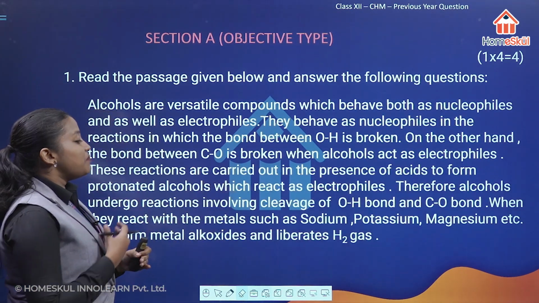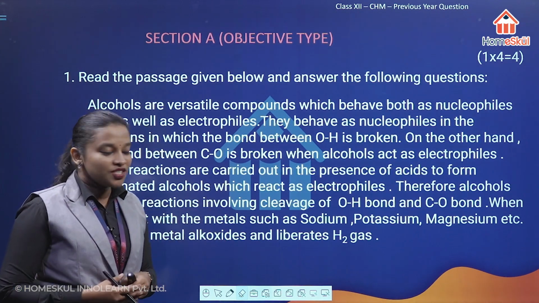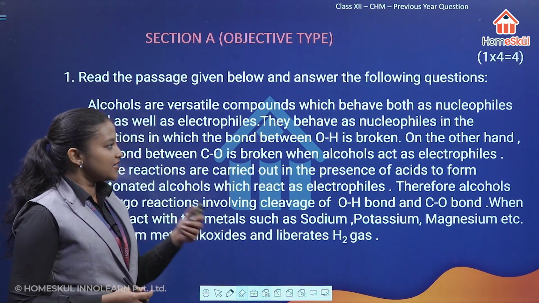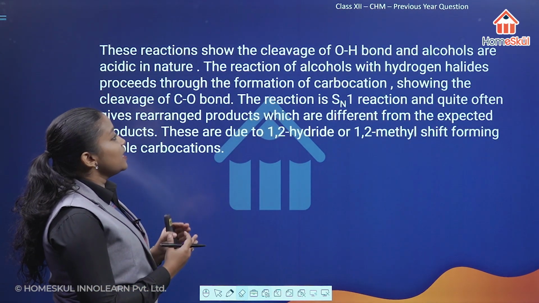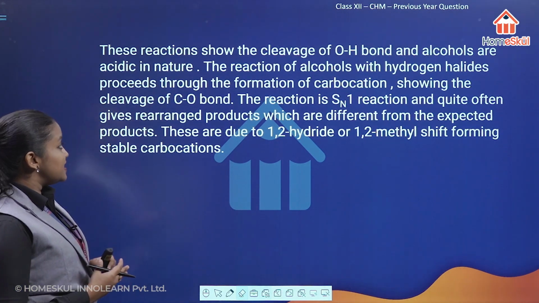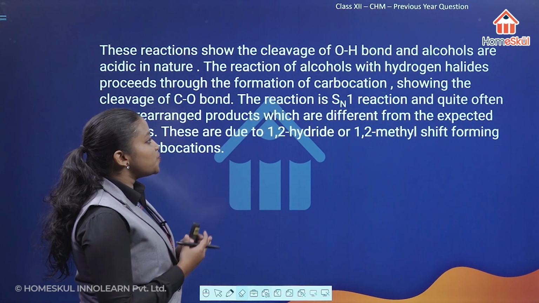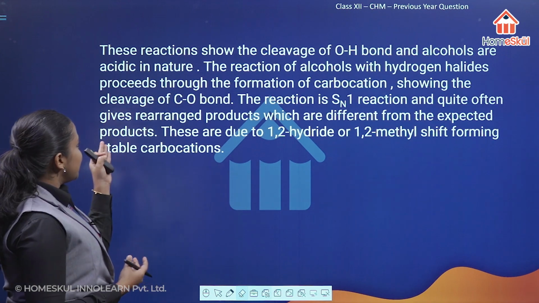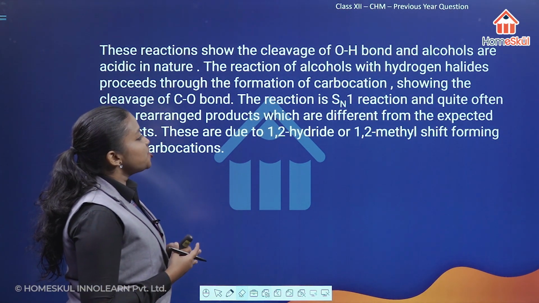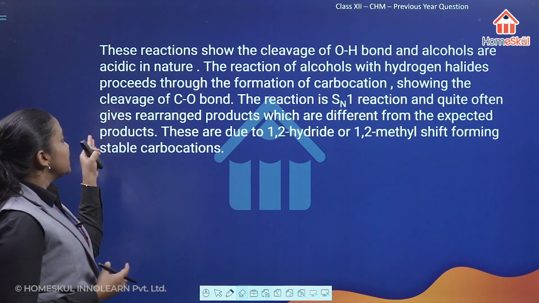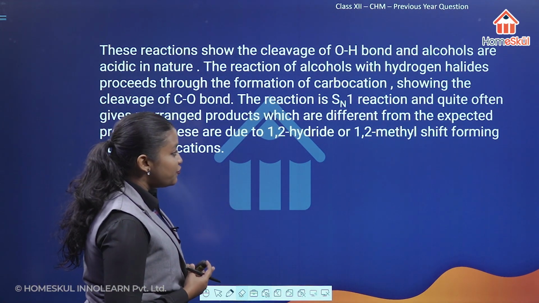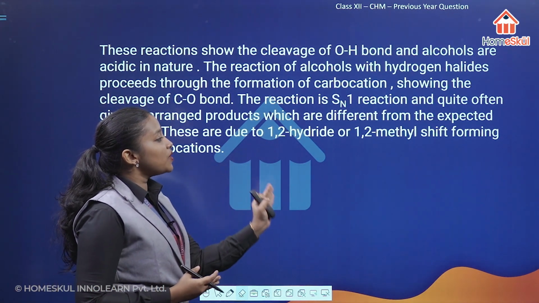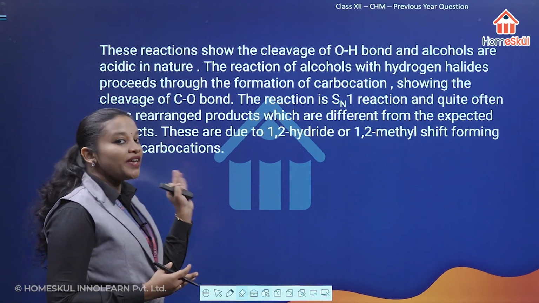When they react with metals such as sodium, potassium, magnesium, etc., they form metal alkoxide and liberate hydrogen gas. These reactions show the cleavage of the O-H bond, and alcohols are acidic in nature. The reaction of alcohols with hydrogen halides proceeds through the formation of carbocation, showing the cleavage of the C-O bond. The reaction is an SN1 reaction and quite often gives rearranged products which are different from the expected products. These are due to 1,2-hydride or 1,2-methyl shift forming stable carbocations.